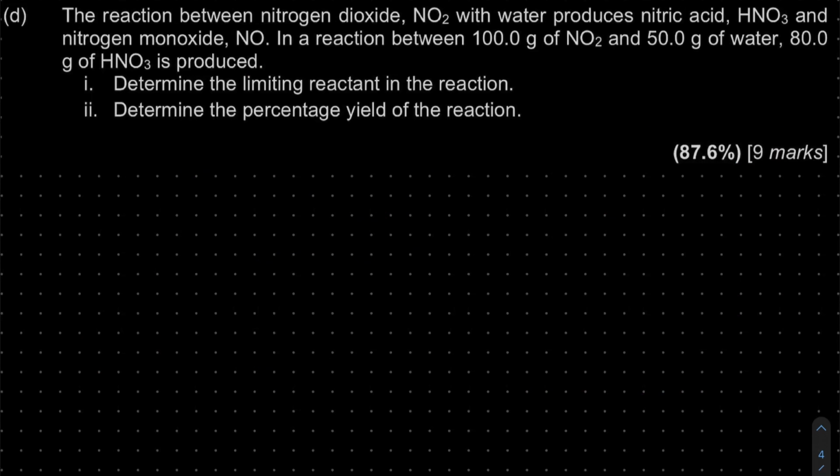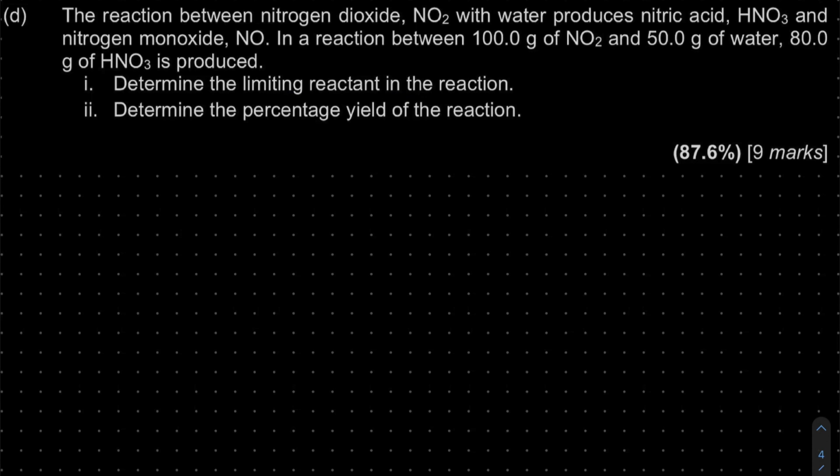Now let's look at question 1D. The reaction between nitrogen dioxide and water produces nitric acid, HNO3, and nitrogen monoxide, NO. In a reaction between 100 gram of NO2 and 50 gram of water, 80 gram of HNO3 is produced. Question number 1: determine the limiting reactant in the reaction. Before we determine the limiting reactant, we have to find the mole. To find the mole, we have to know how many mole is our reactant and our product.